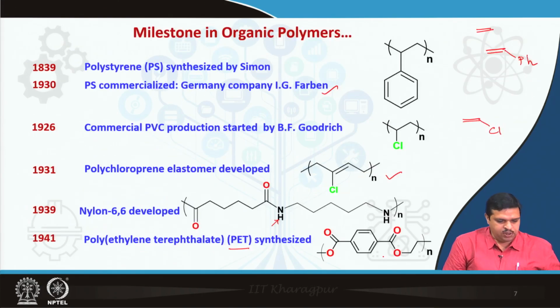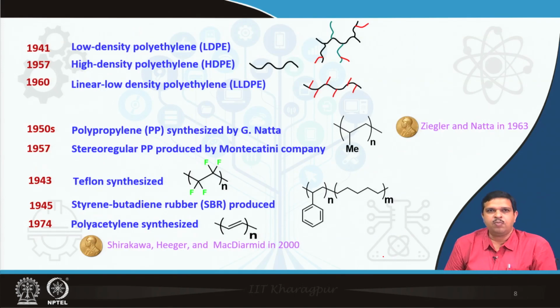Following this, you see that in 1941 and after that there was a revolution in the polymer industry. The first polyethylene polymer was commercialized, that I already discussed, that is polyethylene.